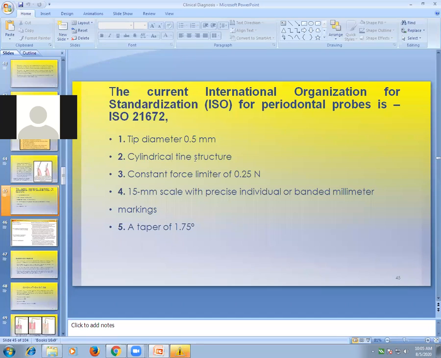So the probe should have a cylindrical or tapered probe tip. Tip diameter should be 0.5 mm. This is the NIDCR or ISO standardization of a periodontal probe. Constant probing force should be 0.75 Newton. Here, slightly, it is wrong: 0.75 Newton or 20 grams. 15 mm scale.